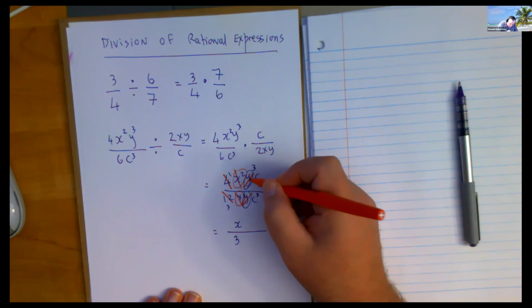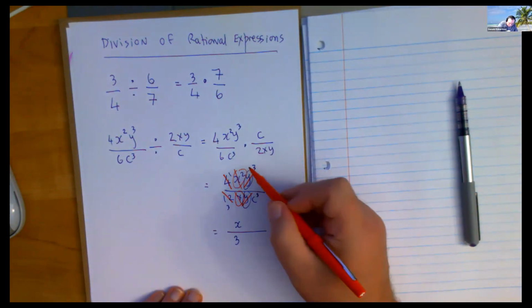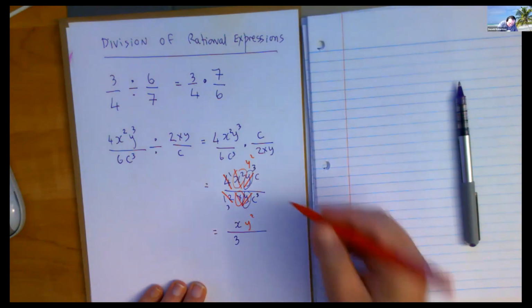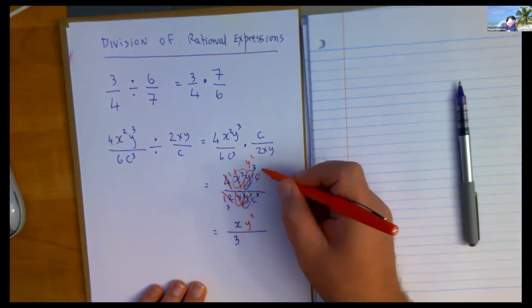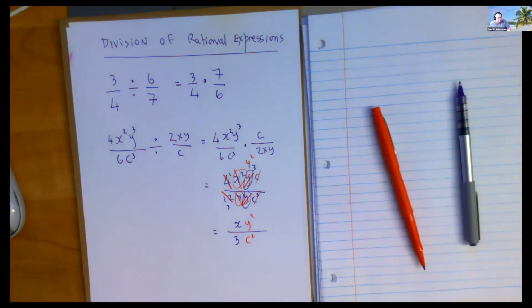Can you cancel a y cubed on the top with a y in the bottom? Yes. What do you get left over? Y squared. And it goes on the top, doesn't it? And this is getting really messy here, but if you cancel the c and the c cubed, don't you get c squared left in the bottom and you're finished? Apart from that extra step of turning something upside down, isn't division pretty much the same process as multiply? In fact, isn't multiply pretty much the same process as simplify?